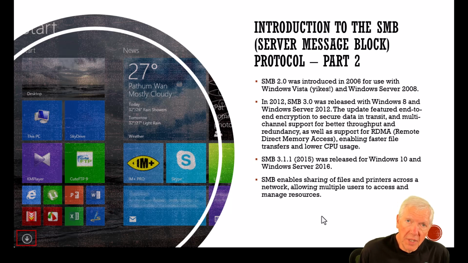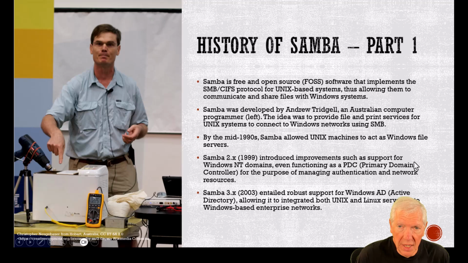The reason for that is because SMB had the stuffing beat out of it by hackers. Like, it was a big hacking thing. If you saw SMB running, you're like, oh, this is juicy. I can get into a computer using SMB. SMB 3.1.1 in 2015 was released for Windows 10 and Windows Server. And again, it enables sharing of files and printers across the network, so multiple users can get at it.